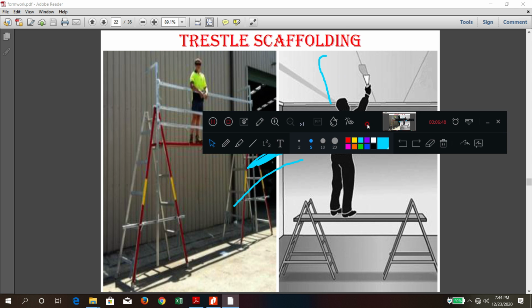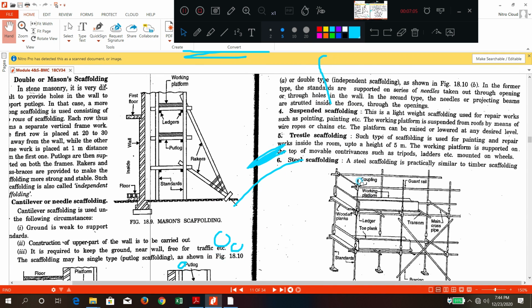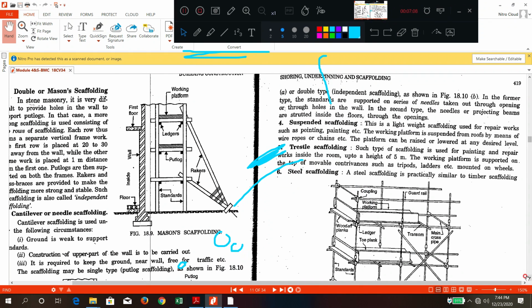Here you can see another photo, of trestle scaffolding, which is generally used inside of a building. Here you have moving parts, so that is why it is written like this. Here it is written trestle scaffolding.